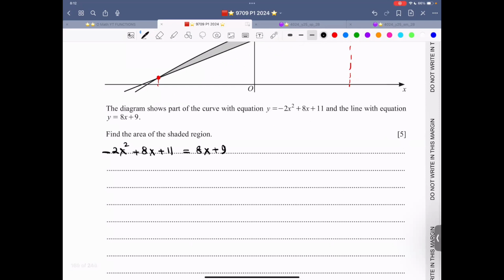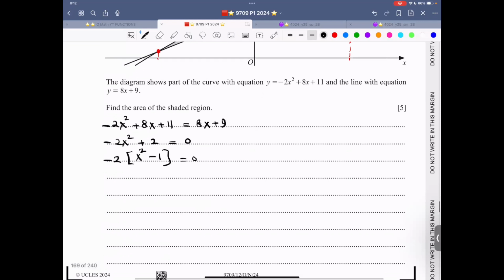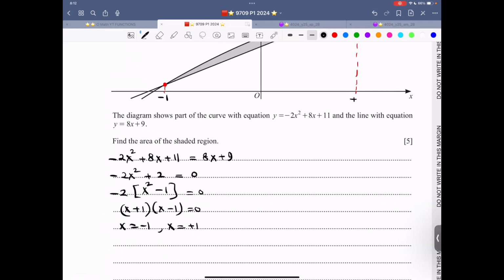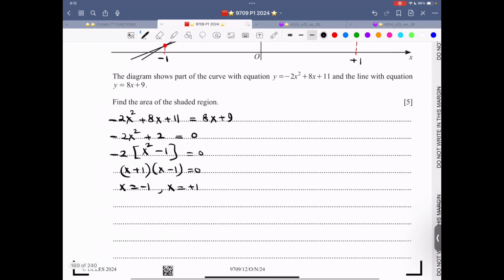8 and 8 cancel out. Negative 2x squared plus 11 minus 9, that is plus 2, is equal to 0. And minus 2 common, this is x squared minus 1 equals 0. Therefore, x squared is equal to... I can even factorize also. So this is (x plus 1)(x minus 1) equals 0. Therefore, x is negative 1, therefore x is positive 1. So this is negative 1, this is positive 1. All good, all clear?